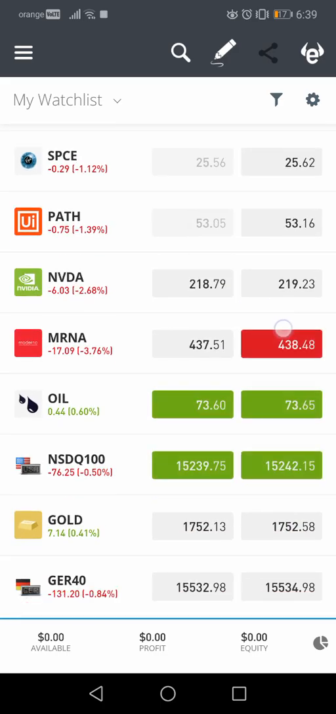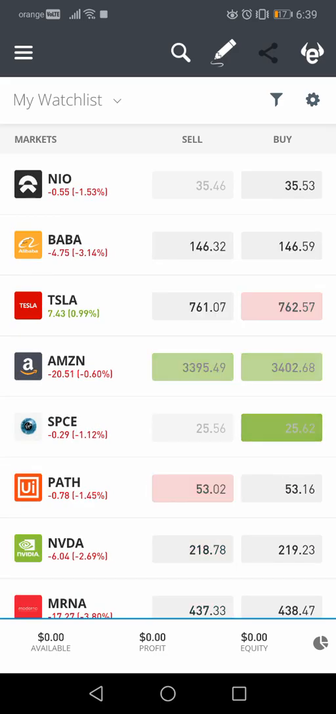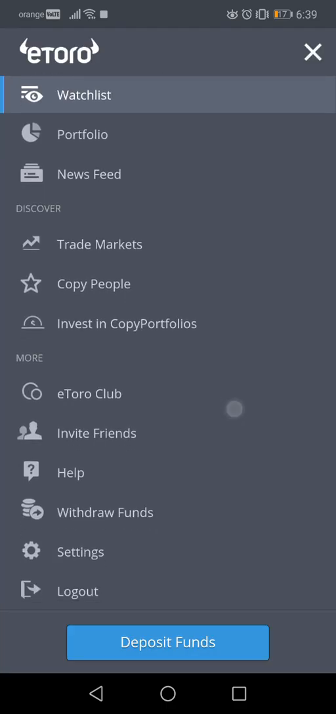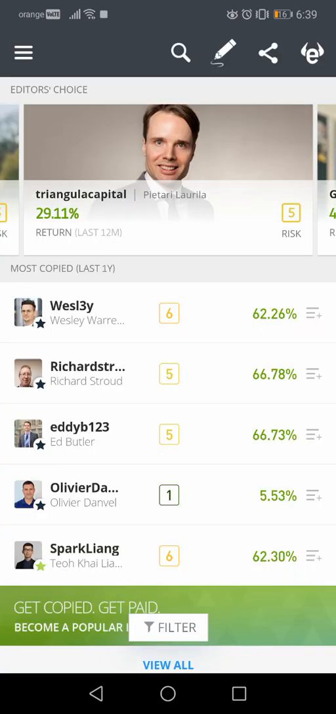First you have to open your Etoro account, and here you will have to go to the menu, and in the menu you have to scroll down to the Discover section, and in the Discover section you are going to tap on the Copy People menu. And when you open up the Copy People menu, here you will see a lot of very interesting statistics.